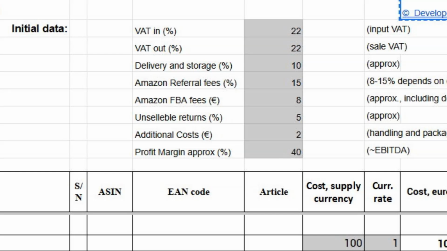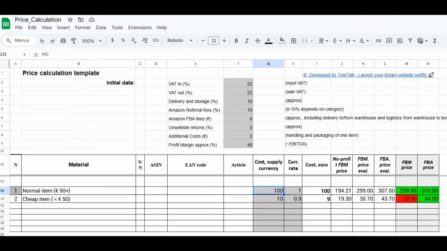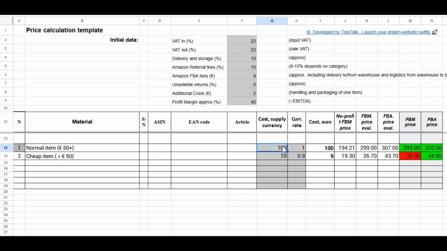As for the profit margin, it may seem big to some, but later you will understand why you should not set it too modestly. In the table itself, we enter the purchase price and, if necessary, the exchange rate if the purchase currency differs from the sale currency. White fields will be calculated automatically based on the entered data.